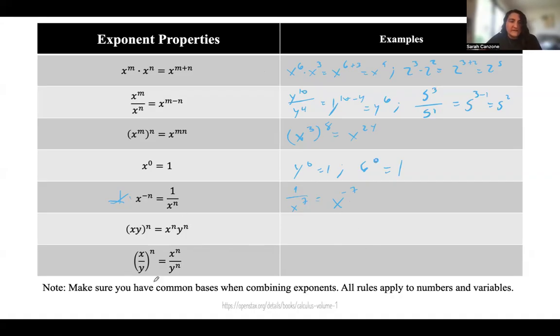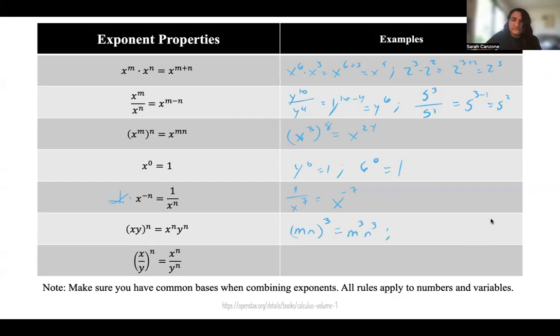Then these last two are very similar. So if you have two different terms, x and y, and that's raised to a power, it is essentially like distributing your exponent. So you can just distribute that power to both of them. So if you have like m times n to the 3, that's the same thing as m to the 3 n to the 3.